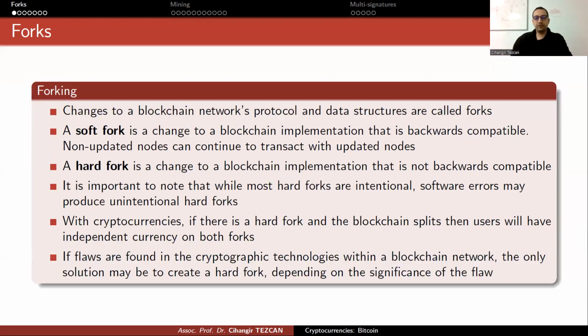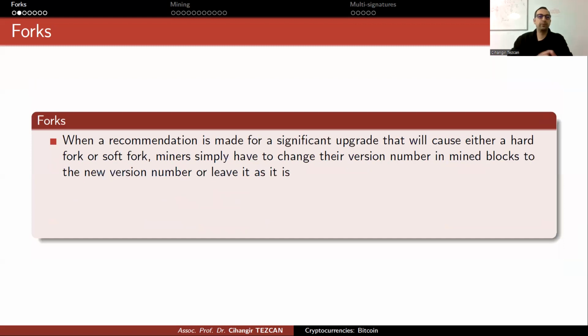If flaws are found in cryptographic technologies within a blockchain network, the only solution may be to create a hard fork, depending on the significance of the flaw. So this happened again in the past. Some alternative cryptocurrencies have some bugs in their mining algorithms. Their cryptographic hash algorithms are implemented in a wrong way. So they have to change these algorithms in order for the cryptocurrency to work. So this created hard forks. So if you modify this kind of cryptographic algorithms that are run in the background, you have to create a hard fork.